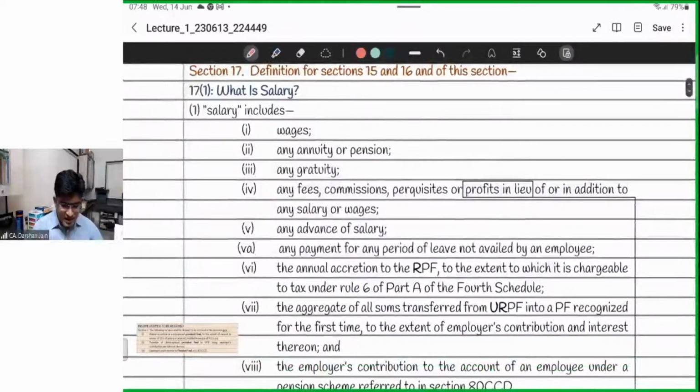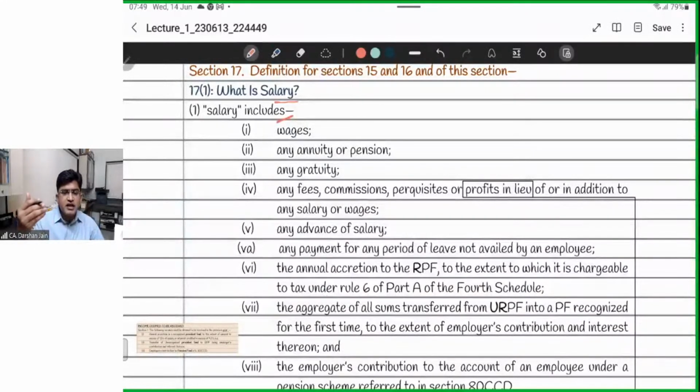Moving further. So we now know the charge of salary. Charge of salary is where the remuneration is flowing from the employer to the employee on a due or receipt basis. Now it is important to understand what constitutes salary. Salary is defined under section 17(1). Section 17(1) defines salary to include. So it's an inclusive definition. Understand, it does not mean it includes.